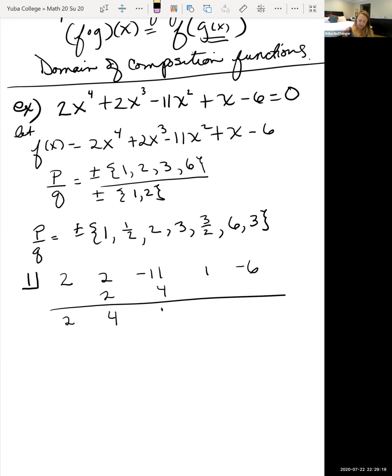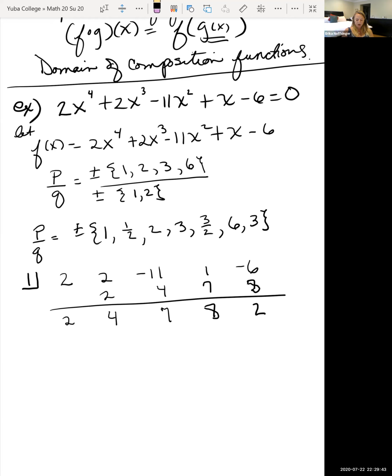1 times negative 7 is negative 7. Oops, wait. 1 plus negative 7 is not 7. It's negative 6. 1 times negative 6 is negative 6. Negative 6 plus negative 6 is negative 12. Okay, so that one doesn't work because I didn't get a 0 here.